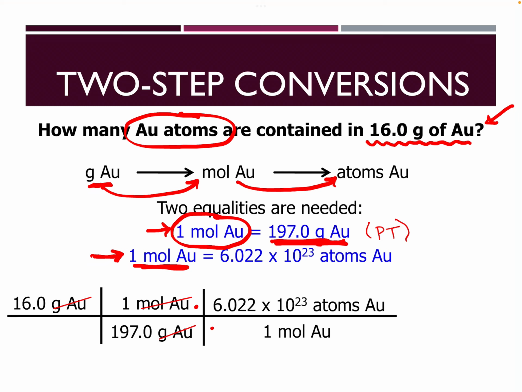We'll make sure our units cancel, and then check and see we found what we were actually trying to find. So we were trying to solve for atoms of gold, and that's what we've got here. So that's how we know that we're done. Now we're going to multiply all of the numbers on the top and divide by all the numbers on the bottom, and we get our answer.